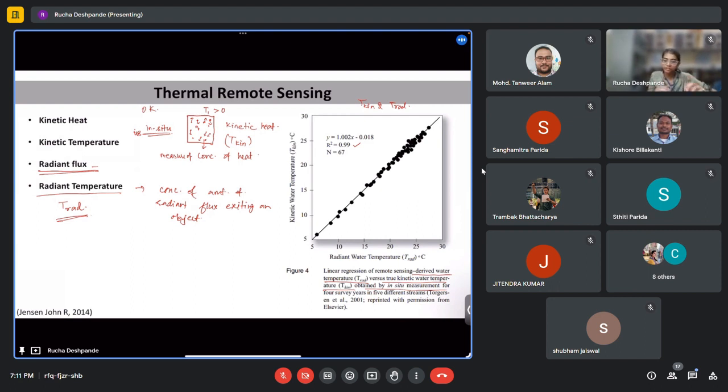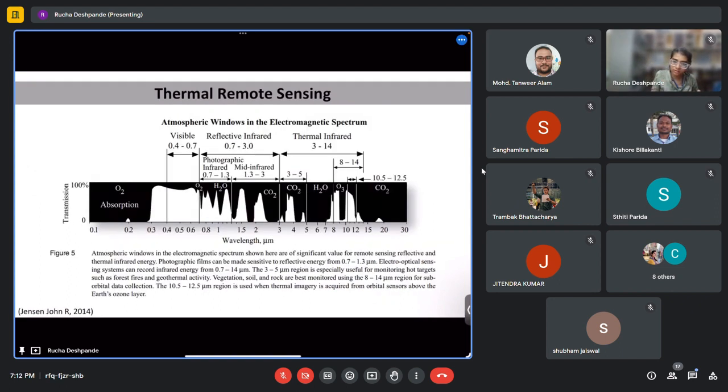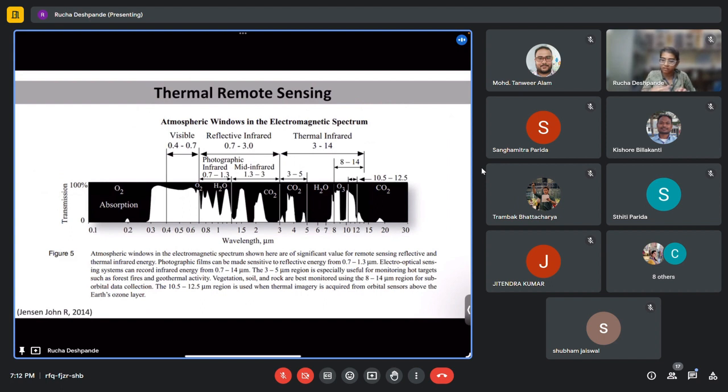So it has been observed that for some other objects, this T kinetic is not exactly equal to the radiant temperature, but radiant temperature is found to be slightly lesser than the kinetic temperature. And this is because of the different emissivity of the object. So we'll come back to this part later. So let's look at this atmospheric window part.